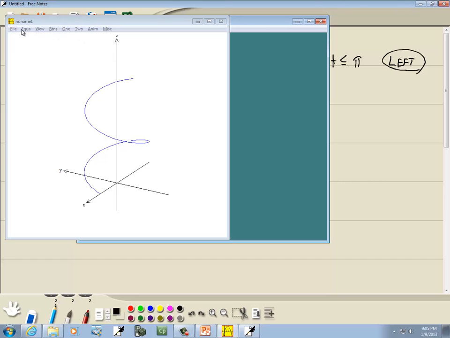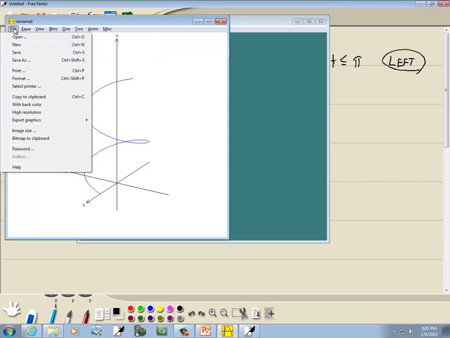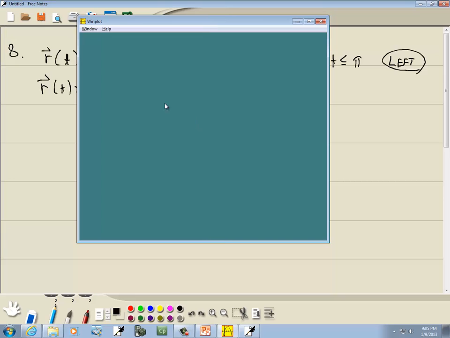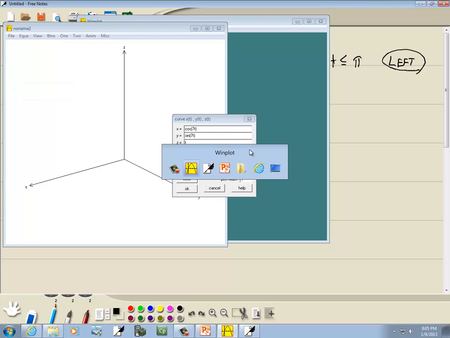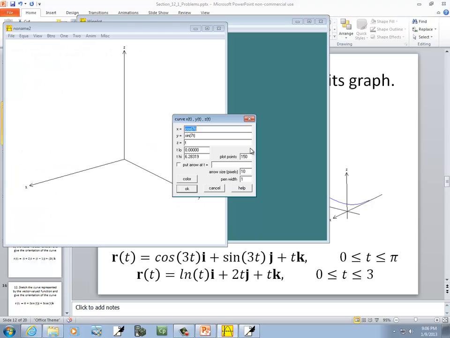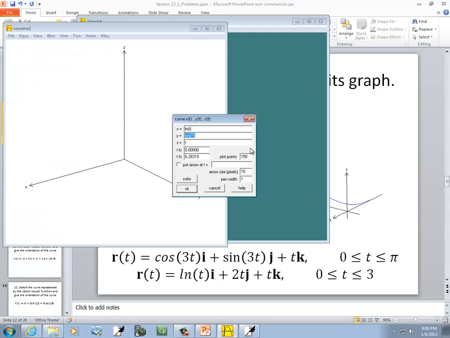The window disappeared. I shouldn't have closed it. View box. Okay, well, I'll just close this and start over. So I do Window, 3 Dimension, Equation, Curve, and here I'm going to have natural log of t. I'm on the x equals, so I do natural log of t, with t inside of parentheses. And then I've got 2t and t, so I put in 2t and then t. And this is going to go from 0 to 3, so t low is 0 and t high is 3.